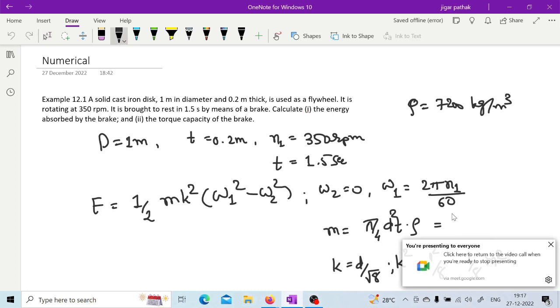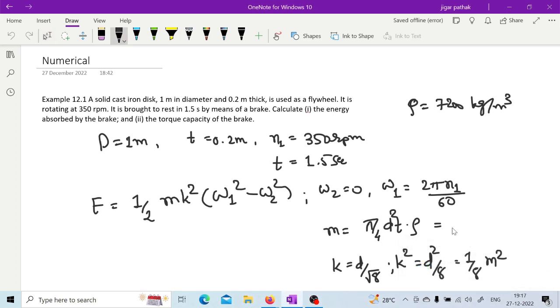1130.97 kg. 1130.97, okay. So here, yes, sir. Same. Okay, 1130.97 kg. So once you have all this, I guess you can calculate energy now, right? You just need to plug in all this data. You have mass, you have radius. 95,033. Energy is coming 95 kilojoules, sir.